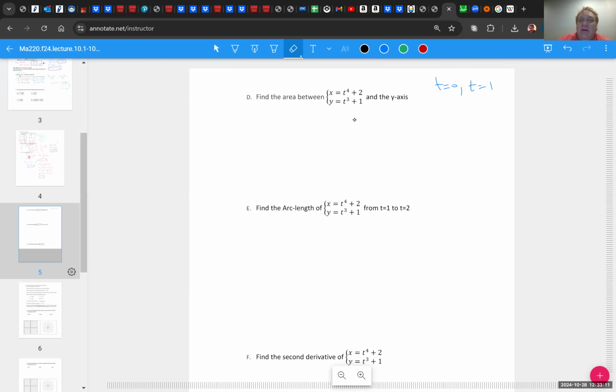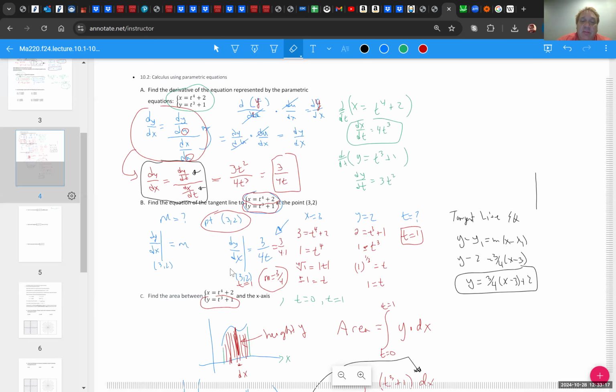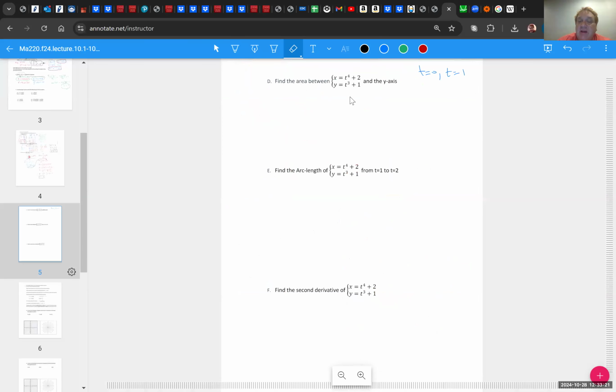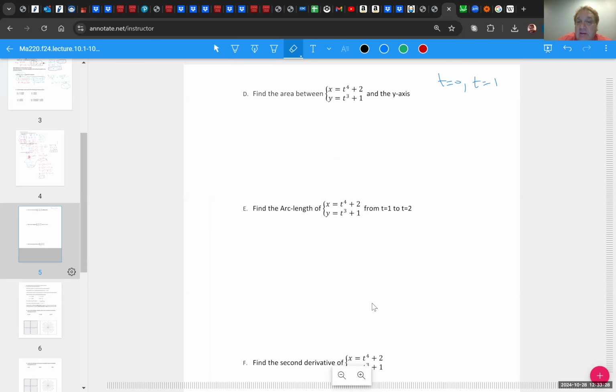So find the area between this function and the y-axis. It's very similar to the previous problem. The previous problem I had us find the area between this parametric equation and the x-axis. It's the same set of parametric equations, I believe. And we're just supposed to find the area between it and the y-axis.